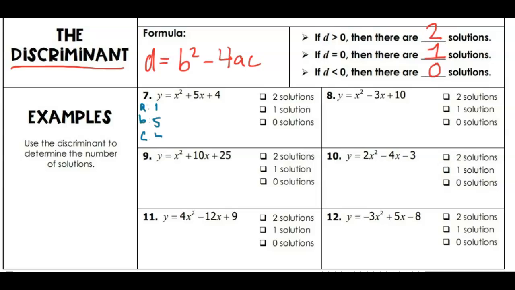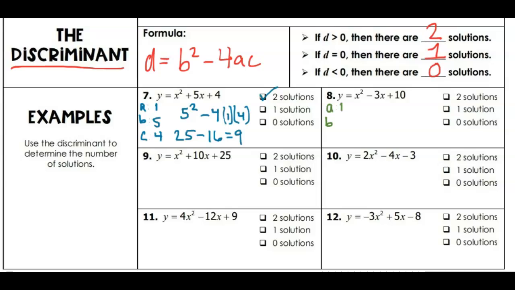So when we look at a standard form, the first thing we want to check out is what the values a, b, and c are. So in this case, in the first one, in number 7, the values for a, b, and c are 1, 5, and 4. So when we calculate the formula and do 5 squared minus 4 times 4, notice we get 25 minus 16, which is a positive 9, which tells us right away that there are two solutions.